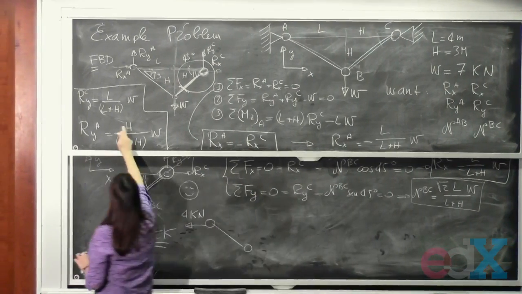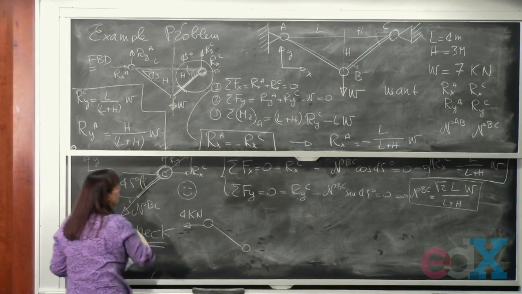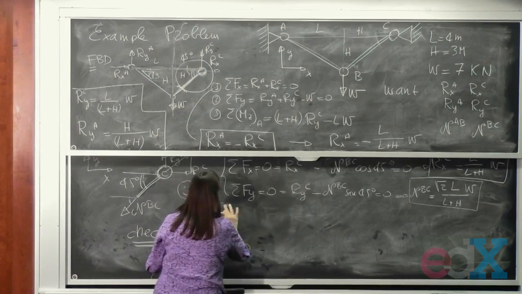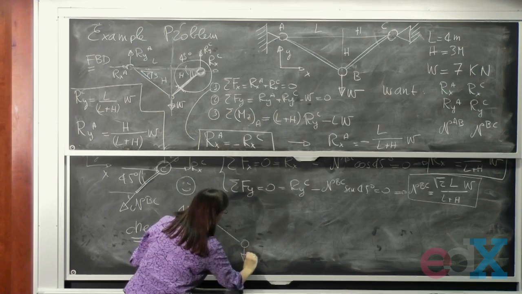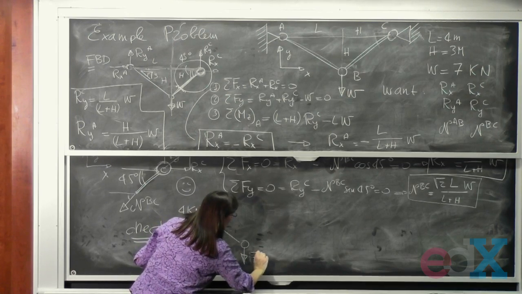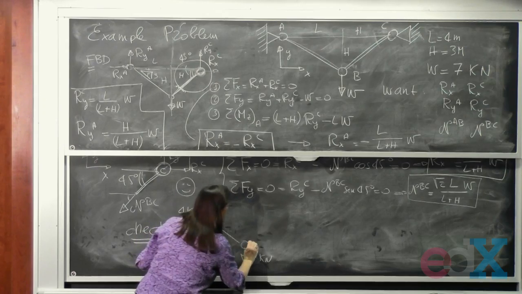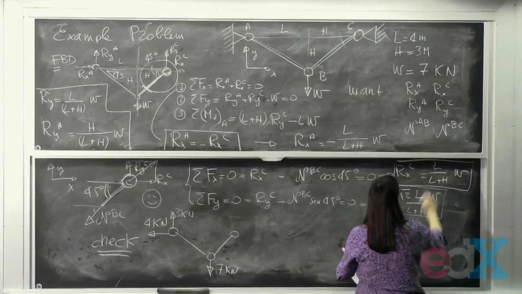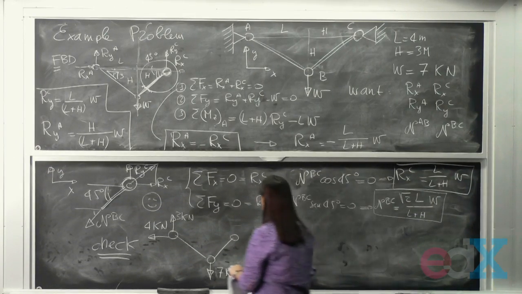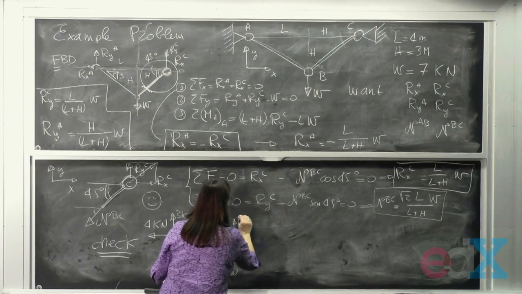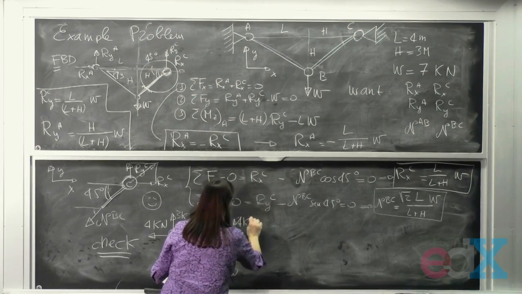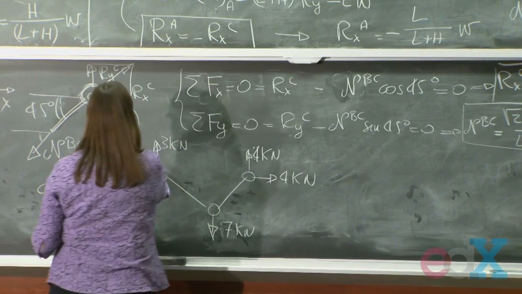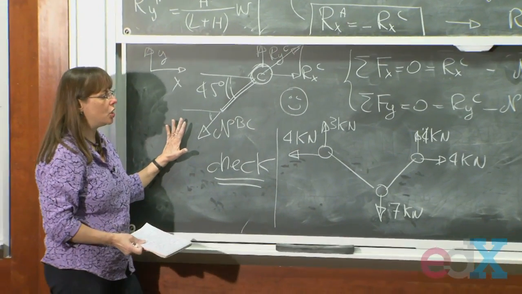Ryc is 3/7 W, so that is 3 kilonewtons. This one is 7 kilonewtons. This thing here on the side is 4/7 times 7, so that is 4 kilonewtons. And the other one is also 4 kilonewtons. So that is what the structure looks like according to the calculations that I've done.